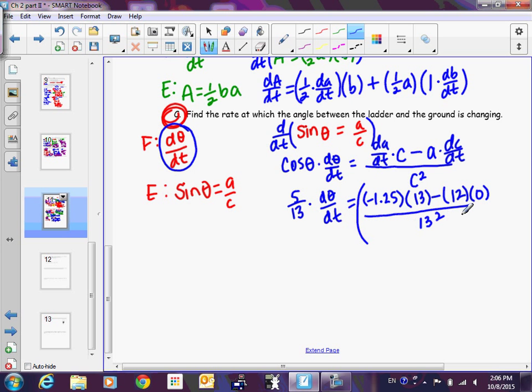Okay, so you either need to just use your calculator and do something like this, divided by 5/13. This really isn't that bad to do by hand though, because watch this, the 12 and the 0 cancel out. Divided by 5/13, that's the same as 13/5. And then look what happens. There's two 13s and the 13 squared, so all you're really doing is negative 1.25 divided by 5.